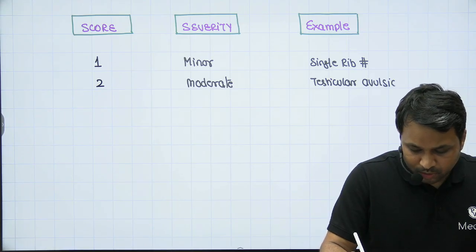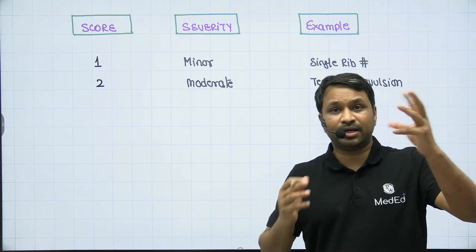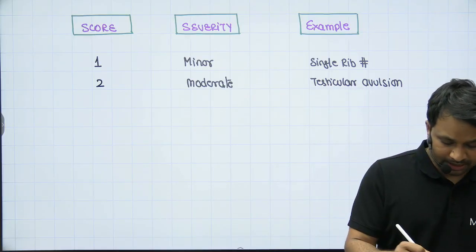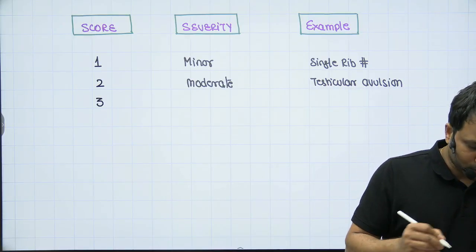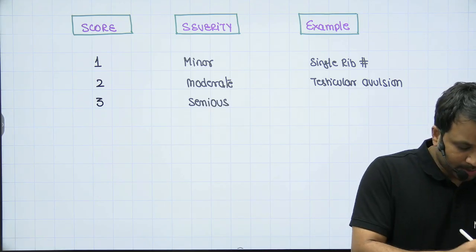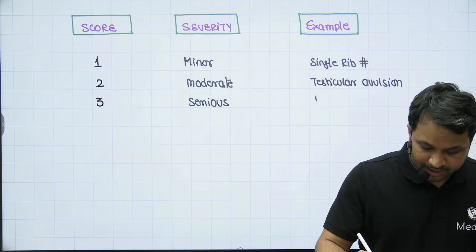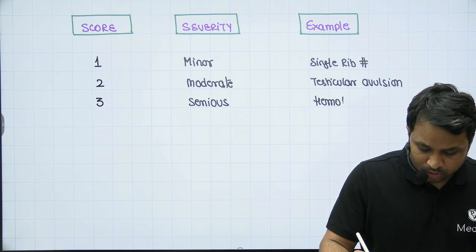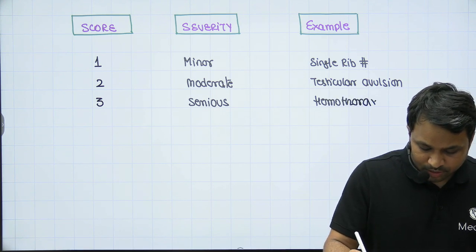Now, where you can see the scrotum skin is grazed out, any testes are exposed, but testes are healthy. That is a score of 2. A score of 3 indicates it is serious. Now, we talk about a serious injury, for example, uncomplicated hemothorax. The patient is going to have hemothorax.